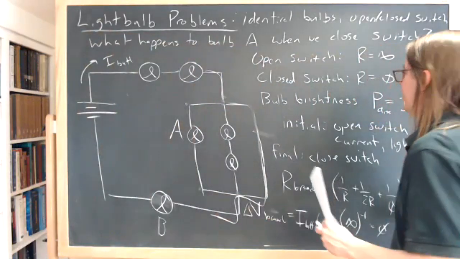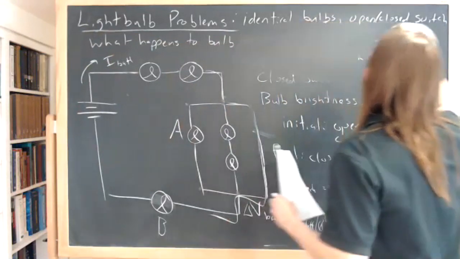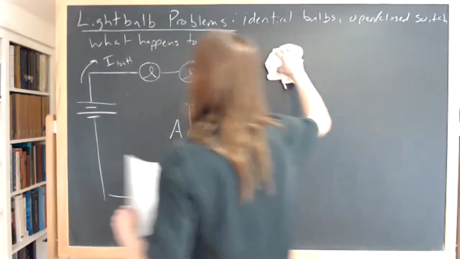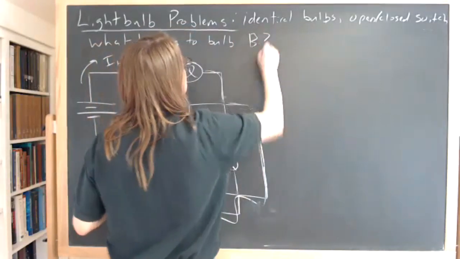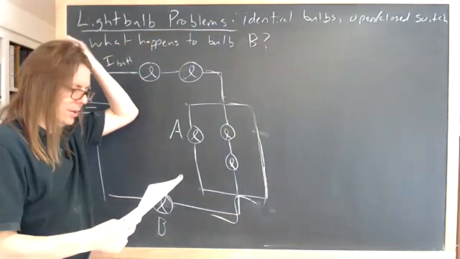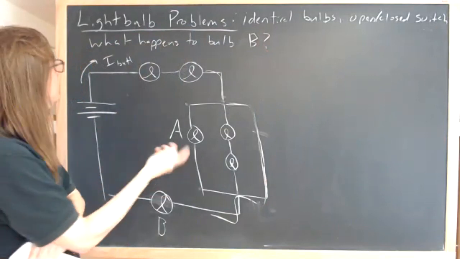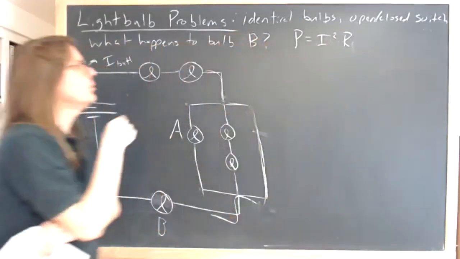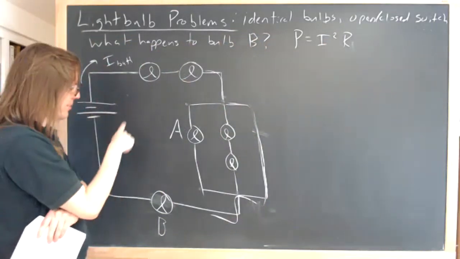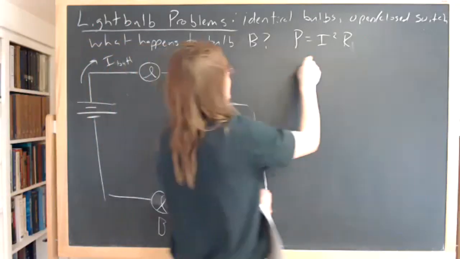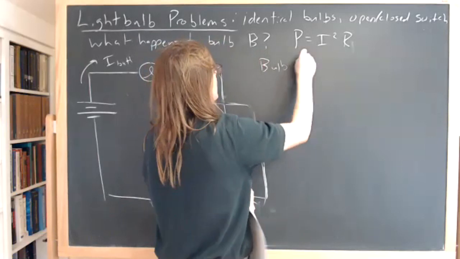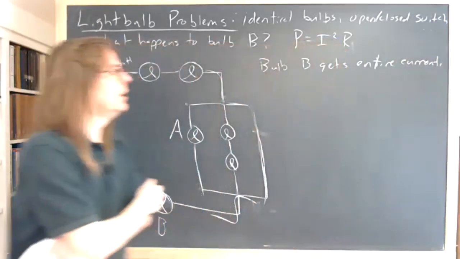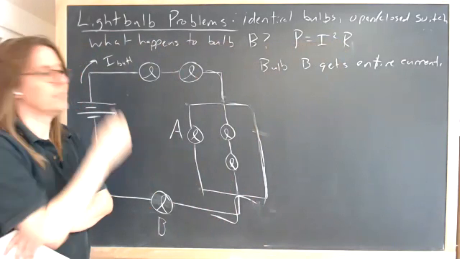So let's look at another question that isn't quite so straightforward about bulb B. So bulb A we just took out of the equation, essentially. What about bulb B? What happens to bulb B? Well, if you're going to think, let's see, we know that the power equals I squared R of the bulb. They're all the same. We really just need to know what happens to the current. And we don't really have to think about branches because B gets the entire current. Power equals I squared R of bulb B, which gets the entire current. So you'd ask yourself, how are you going to figure out the entire current, IBAT?